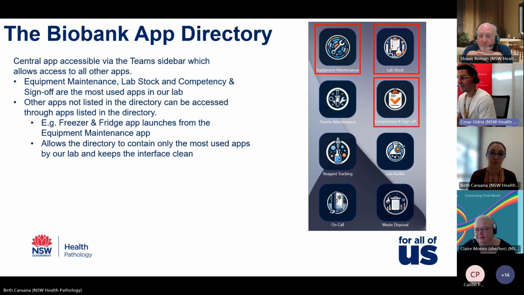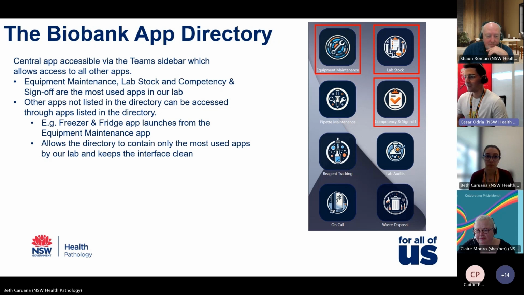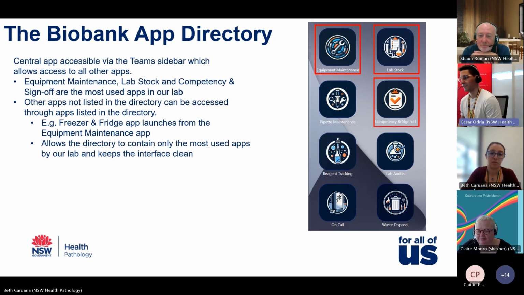So here we have the Biobank app directory. You can see a little screenshot over there on the right. It looks much like your iPhone or Android home screen. So it's a central app accessible via the team sidebar, which allows access to all other apps. Equipment maintenance, lab stock, and competency and sign-off are the most used apps in our lab. So other apps not listed in the directory can be accessed through apps listed in the directory. So for example, the fridge and freezer app launches from the equipment maintenance app. This allows the directory to contain only the most used apps by our lab and keep the interface looking clean.